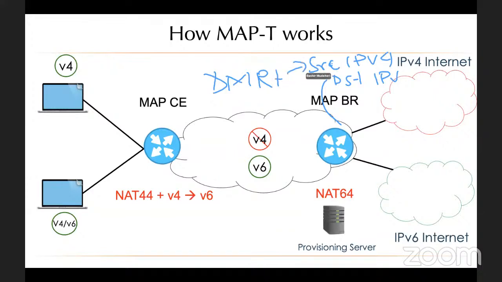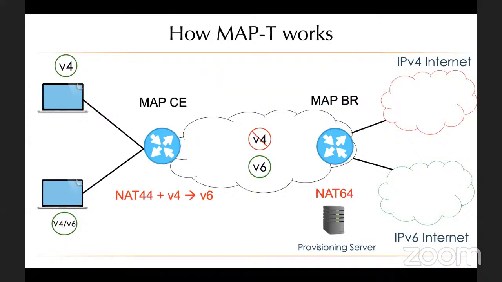What about the destination? So the destination, this is where we're going to use our map rules, right? We look at the destination IPv4 address and also the port information. And based on those two pieces of information, we are going to know the exact v6 address of the one interface where we're going to send this translated packet to. So the packet is translated and then forwarded to the CE.